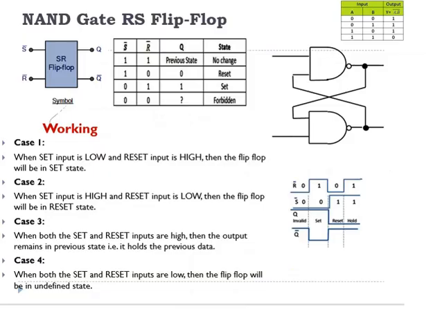In this slide, we will discuss the NAND gate based RS flip-flop. Here you can see the inputs are S bar and R bar, the set input and the reset input, and Q and Q bar represent the output. Q is the output and Q bar is the complement of that.